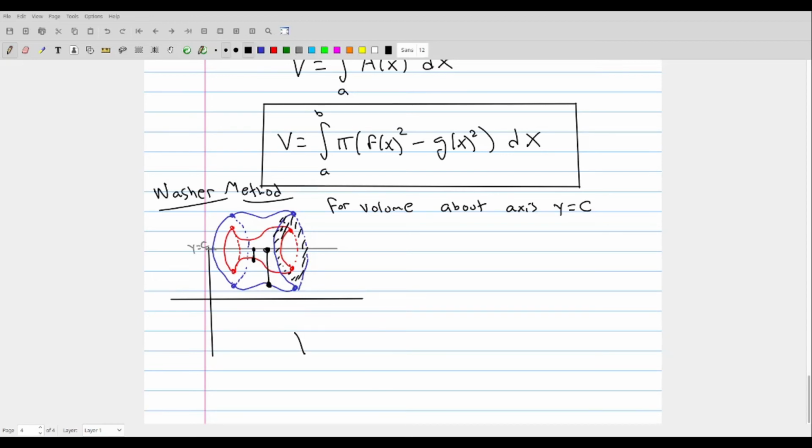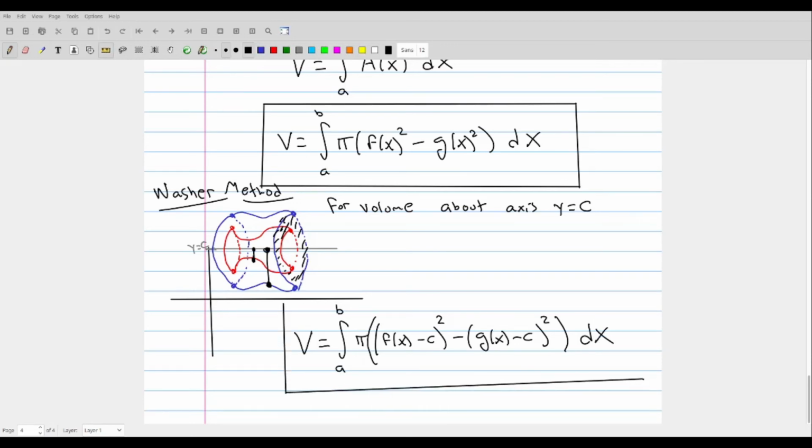So the formula for volume is going to be the integral from a to b of pi times f of x minus c squared, minus g of x minus c squared, dx. And you'd have to go through, for a given example, and get the volume using the inner and outer functions, the inner and outer radii, so f of x and g of x.